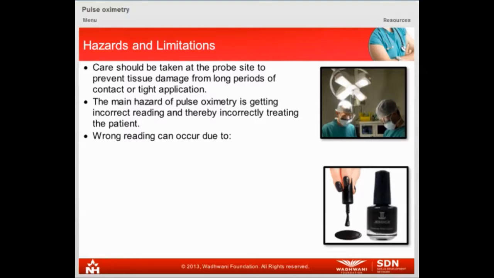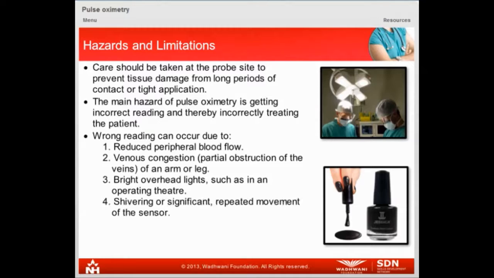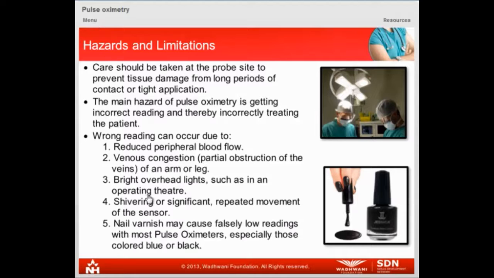An incorrect reading can occur due to reduced peripheral blood flow, venous congestion, partial obstruction of the veins of an arm or leg, bright overhead lights such as in an operating theatre, shivering or significant repeated movement of the sensor. Nail varnish may cause falsely low readings with most pulse oximeters, especially those colored blue or black.